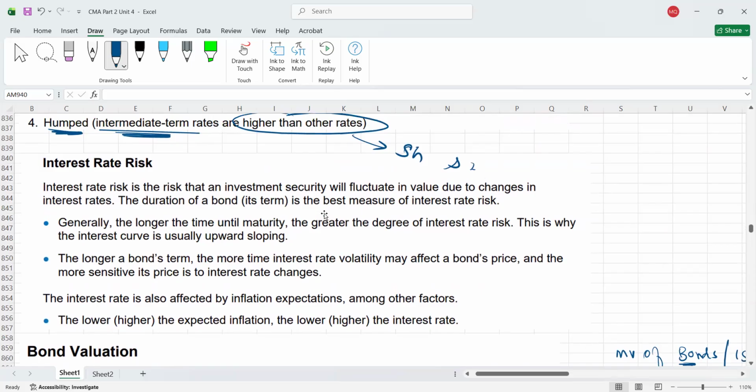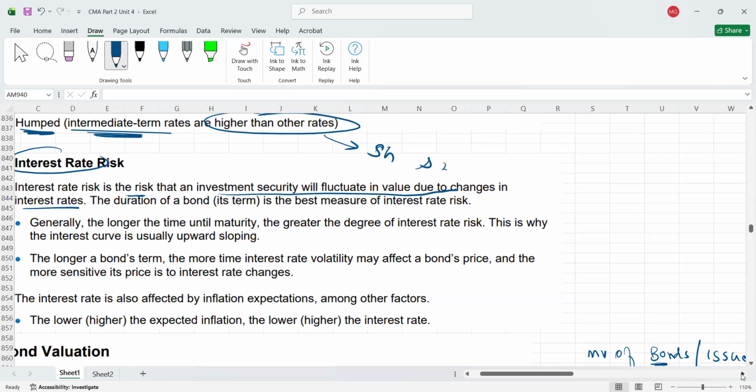Okay, now we are discussing one more thing that is called interest rate risk. What is interest rate risk? Guys, here is the definition. Interest rate risk is the risk that an investment security will fluctuate in value due to changes in interest rate. I'll give you an example here.